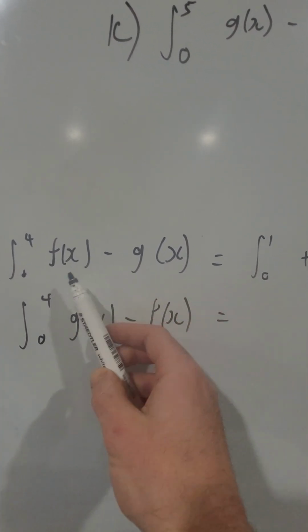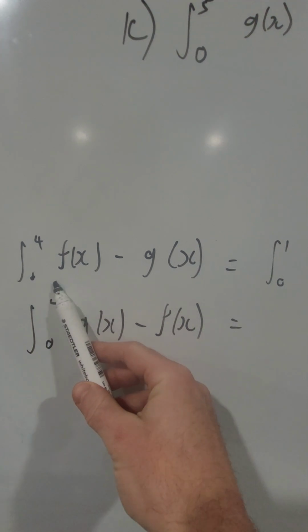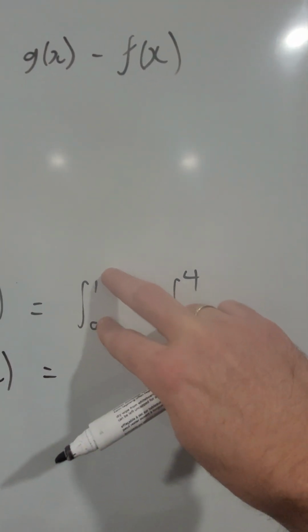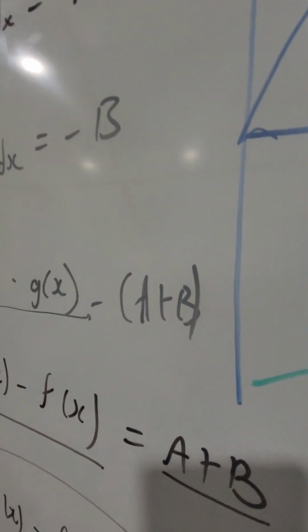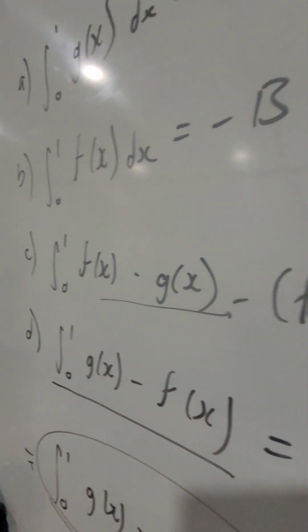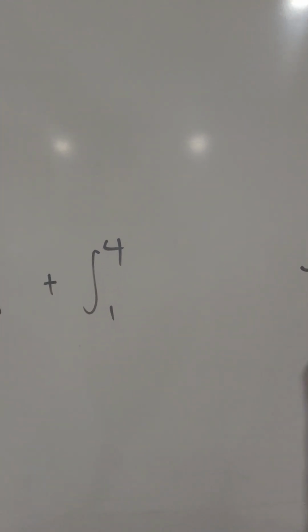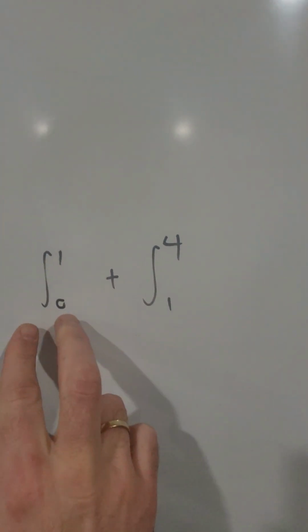All right, so now we're talking about, I think the best way to think about this from 0 to 4 is we break it up into its parts. So we know the integral from 0 to 1 of f of x take g of x. We already did that over here, okay? Integral from 0 to 1 of f of x take g of x. That one's going to be minus a plus b. Okay, so that's the first part of it.